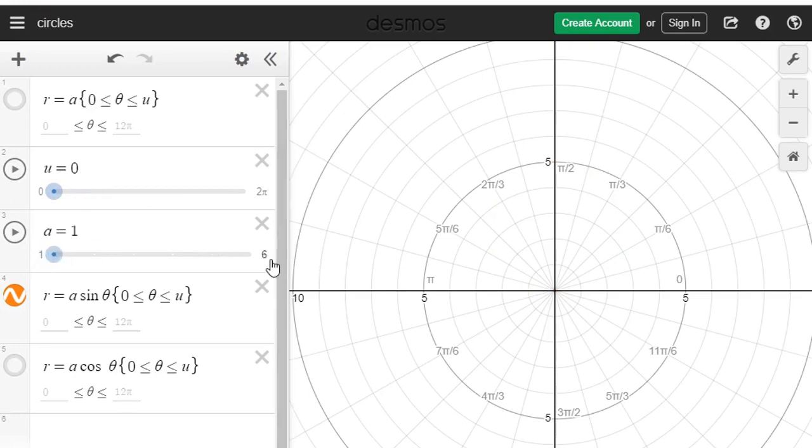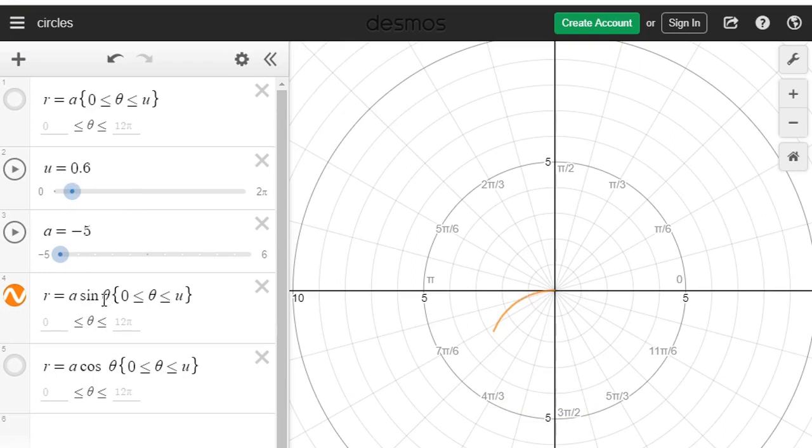But notice if I make this negative 5, it's going to graph below the axis. So that's important to realize. Letter C will graph below the axis because we have negative 5. And notice that it's negative 5 times sine of theta.